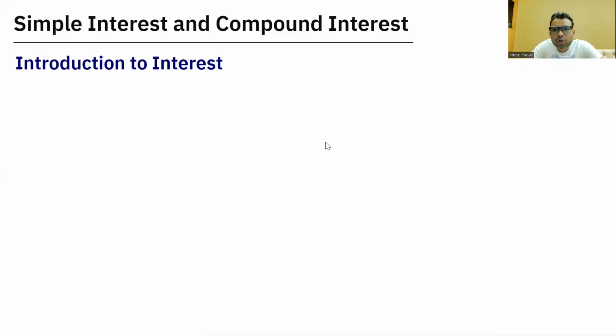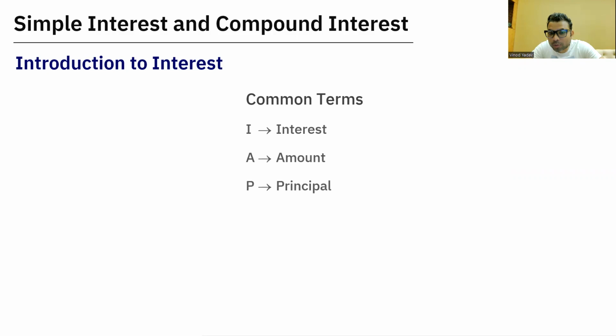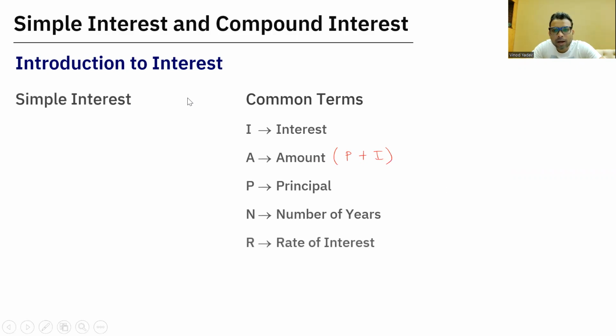So first you should know the common terms which you'll be using in this topic throughout. I will be nothing but your interest. A is amount. Amount is nothing but the original money borrowed, that is your principal, plus the interest generated. N is number of years. So amount was principal plus interest, always. R is rate of interest. Generally, rate of interest is given in terms of per annum, that is per year.